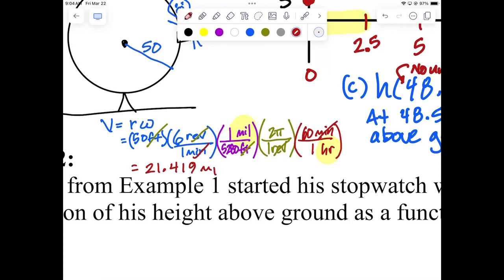That's a little more reasonable. So as fast as this thing is rotating, we're still only going 21.419 miles per hour. So you can imagine, if you've ever driven through Landa Park at the speed limit, it's 20 miles per hour.